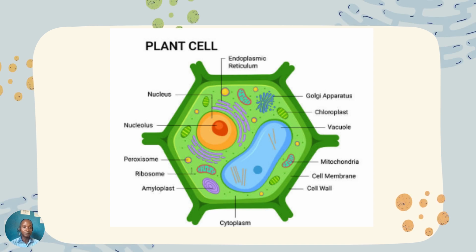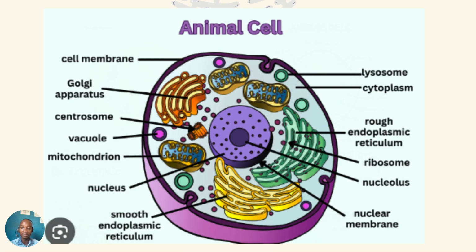First of all, look at the plant. Now, this is a typical plant cell. It has endoplasmic reticulum, nucleolus, a peroxisome, a ribosome, amyloblast, cytoplasm, a cell wall, and it has a mitochondria, and it has the cell membrane, a very large vacuole, and it has a chloroplast, which is specific to them, and the Golgi bodies. These are some of the organelles that are found in the plants.